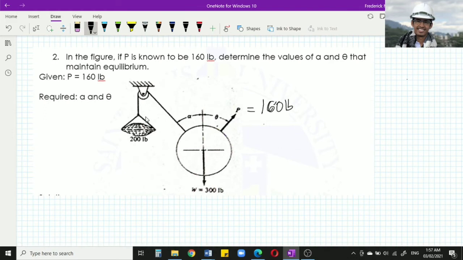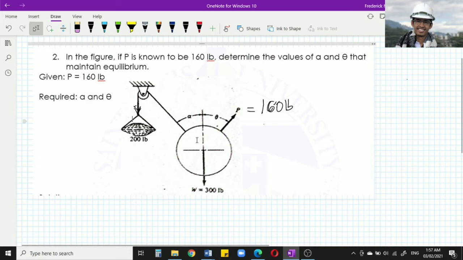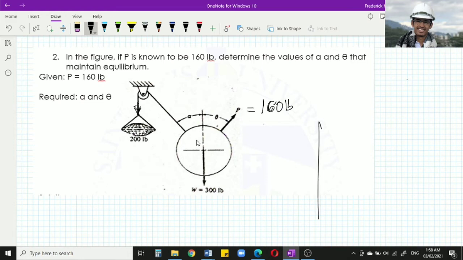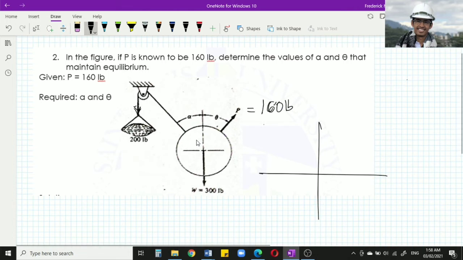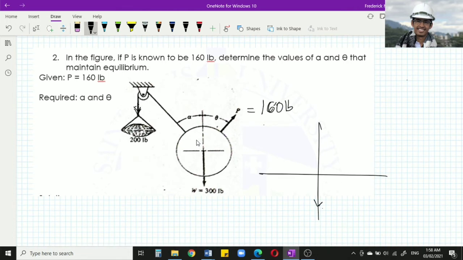So meron tayong pulley dito na may nakabitin siya, which is yung weight niya is 200 pounds. Okay? So we have a 200 pounds. So gagawa tayo ng kanyang free body diagram. Okay? So, meron tayong weight dito, 300 pounds. And we have the force P.